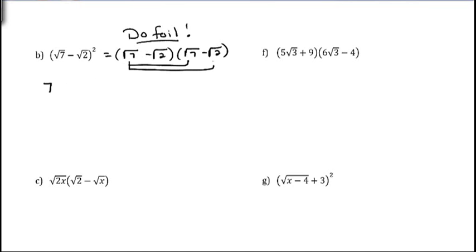Square root of 7 times negative square root of 2 is negative square root of 14. And then negative square root of 2 times the square root of 7 is another negative square root of 14. And the negative square root of 2 times negative square root of 2 is positive 2. So we have 7 and positive 2 is 9. And then negative square root of 14 and negative square root of 14, so that's two of them, so it's minus 2 square root of 14.